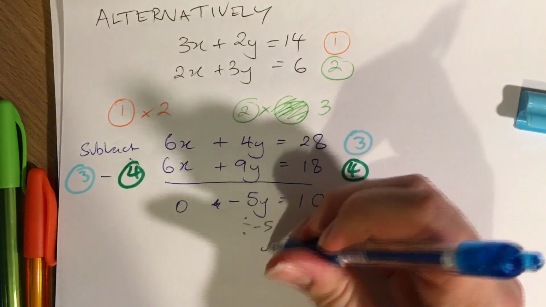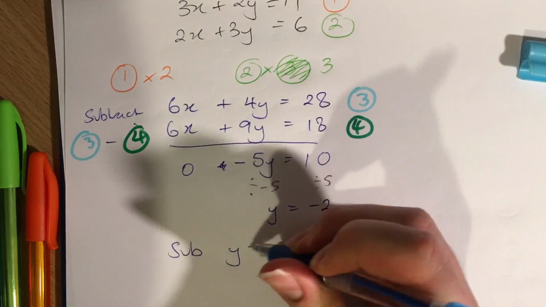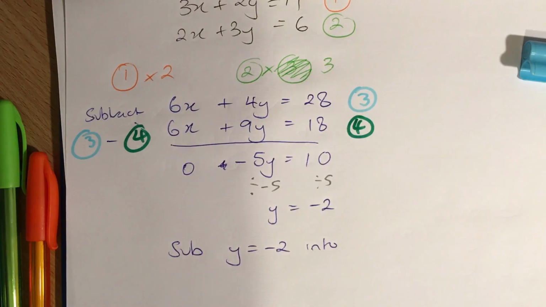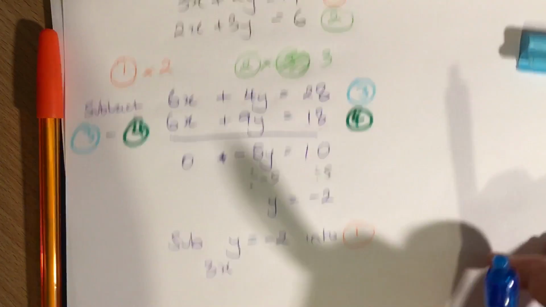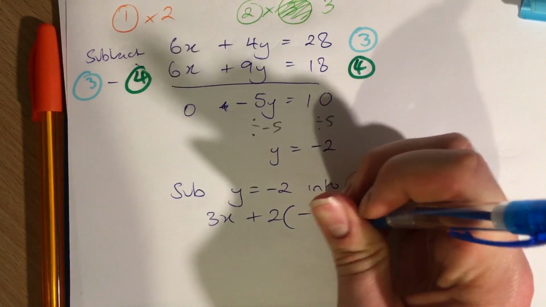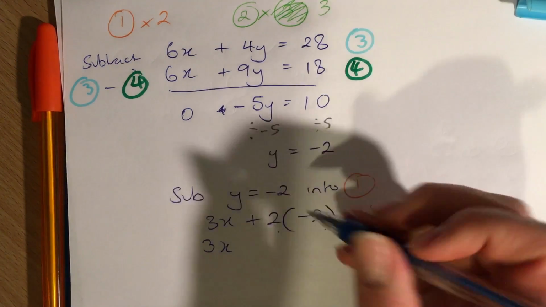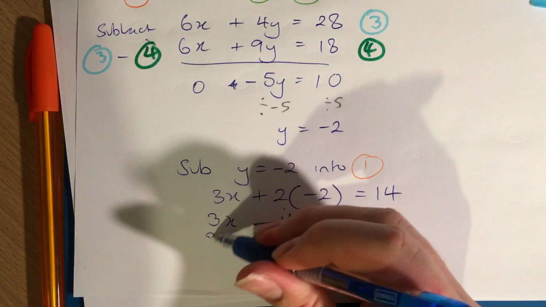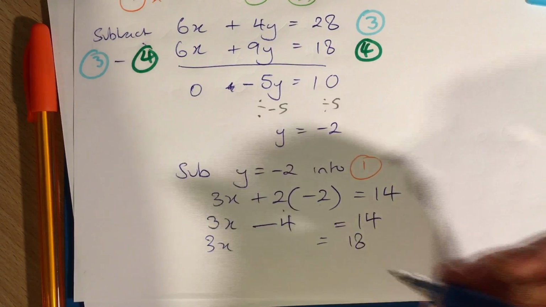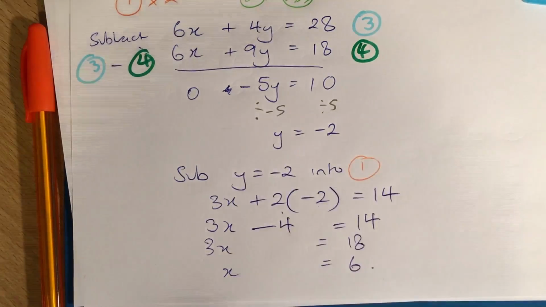-5. y equals -2. And now I'm going to substitute y equals -2 into equation 1. I'm going to get 3x plus 2 times -2 is equal to 14. 3x, positive 2 multiplied by -2 is going to be -4. 14, going to add 4 to both sides, so you can get 18. Divide both sides by 3, get x equals 6.